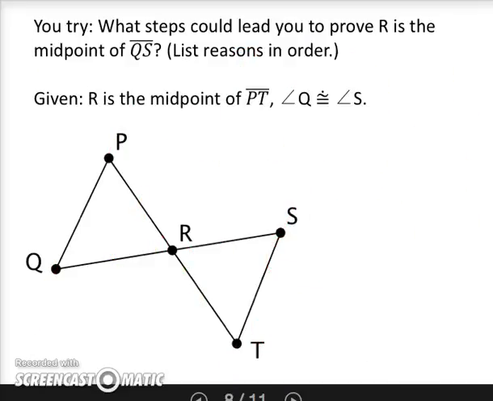You try. What steps could lead you to prove that R is the midpoint of QS? List your reasons in order. If you're given that R is the midpoint of PT, so let's mark PR and RT congruent, and we're given angle Q is congruent to angle S. Give it a try.